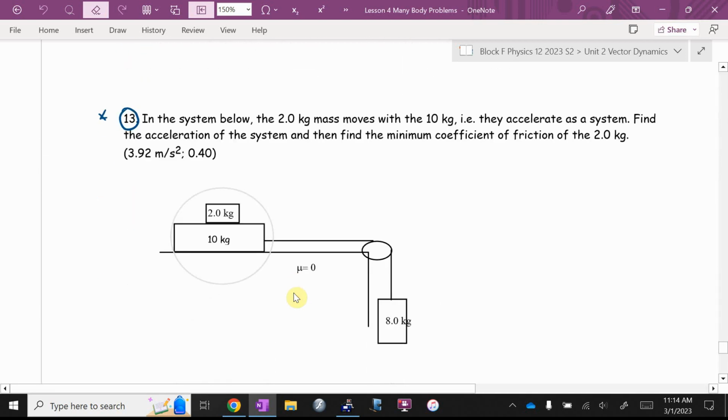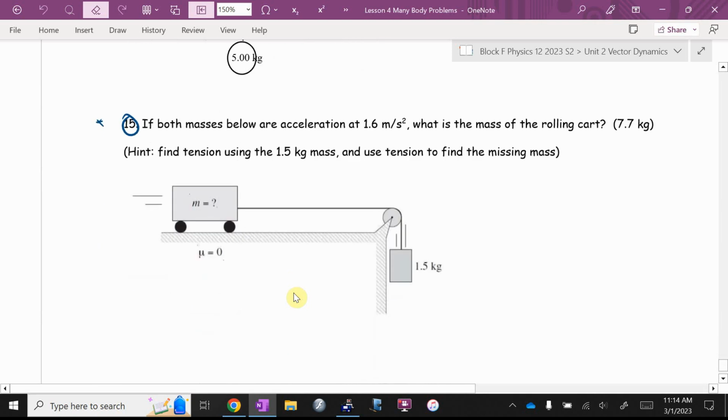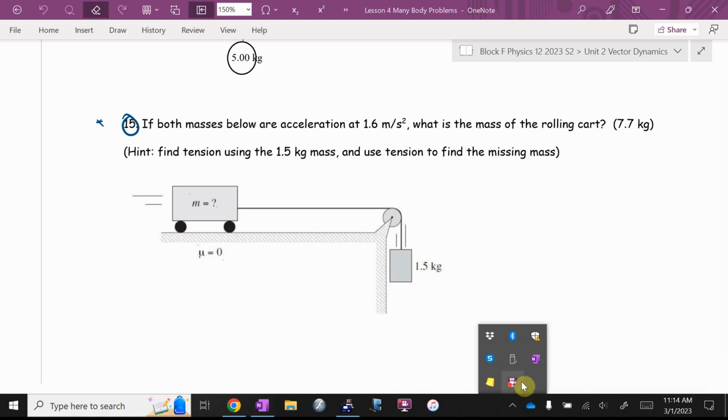I skipped 12. 13, you can put a star next to. We actually did this one last year, but you might see if you can figure out or remember how to do it. I skipped 14. 15, you can put a star next to. This is a missing mass question, which we haven't done yet. That's going to be tomorrow, Friday's lesson. Okay? You also have homework from all your other lessons that you can do and catch up on.